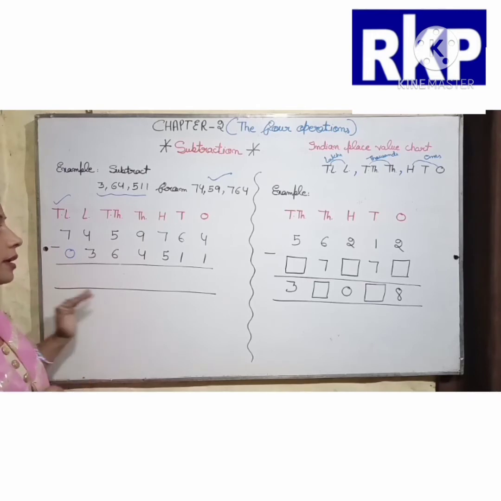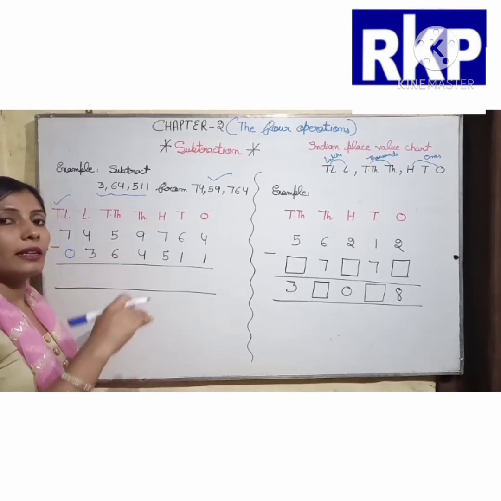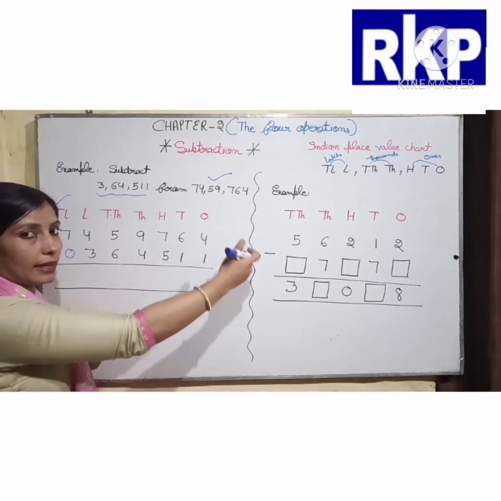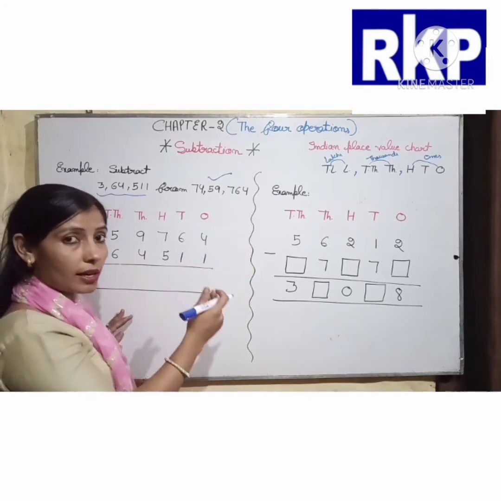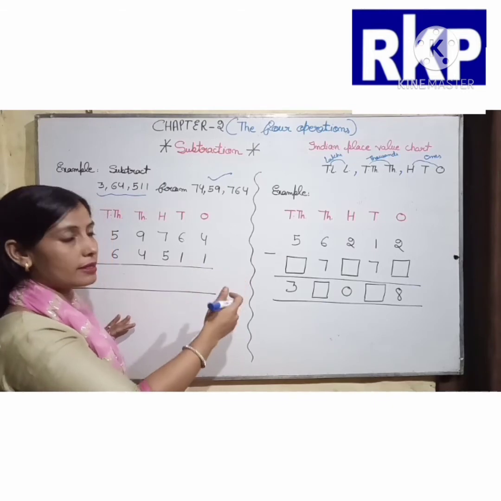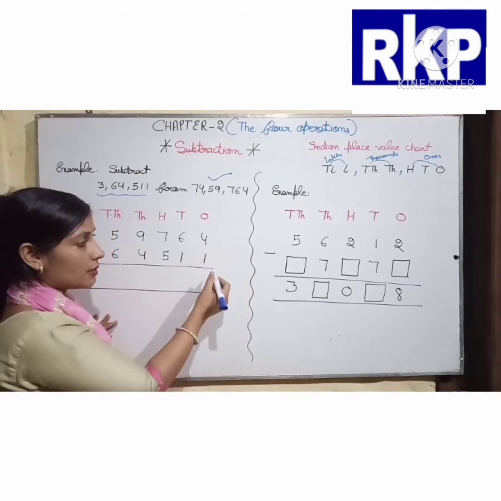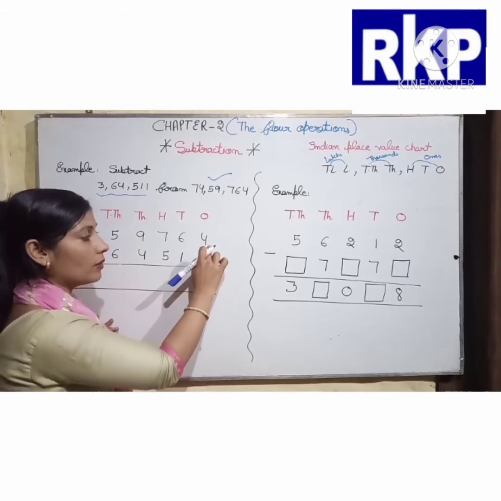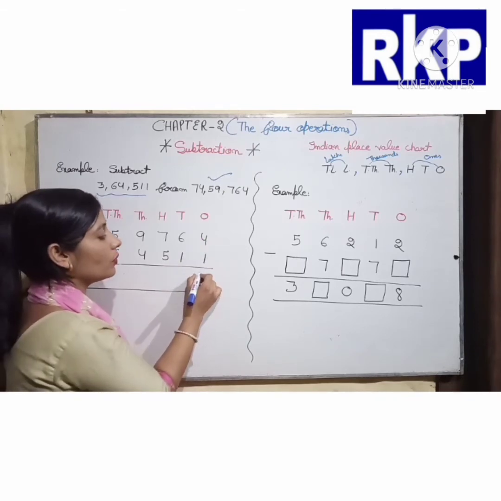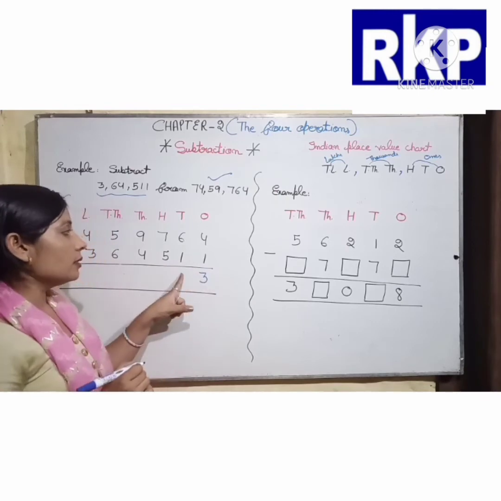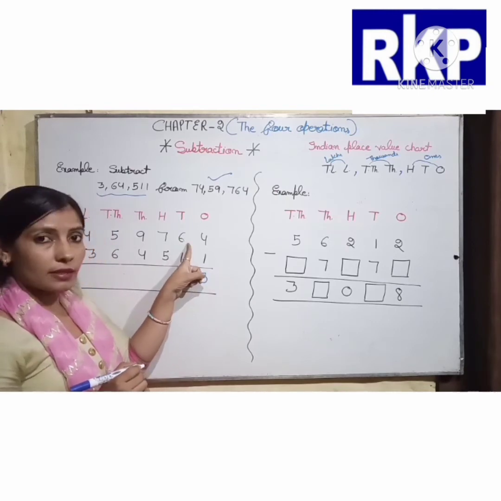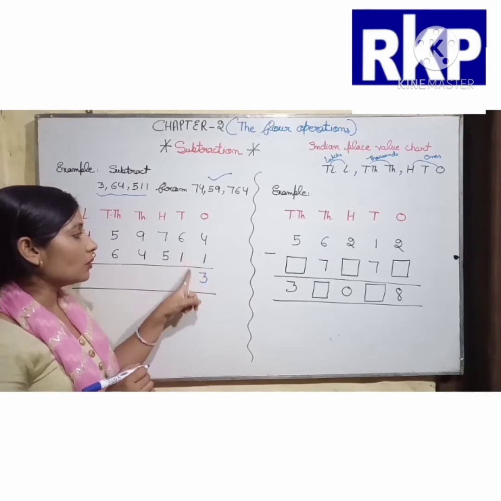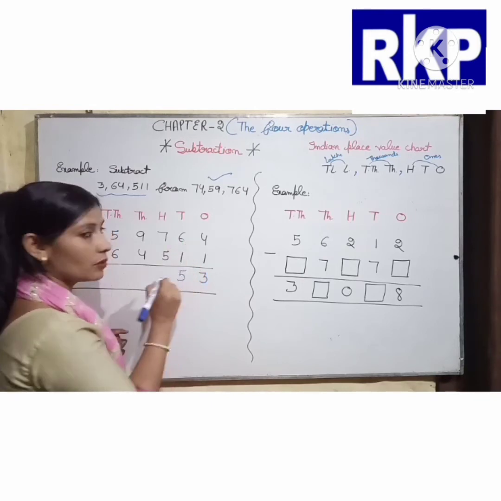Okay, now we have to subtract, and like addition we have to subtract from right side. We have to start subtracting from right side, from ones place. Now beta, we have to subtract 1 from 4. When we subtract 1 from 4, we get 3. Here we have 1 and here 6, means we have to subtract 1 from 6. And when we subtract 1 from 6, we get 5.